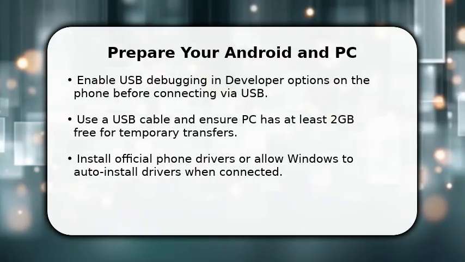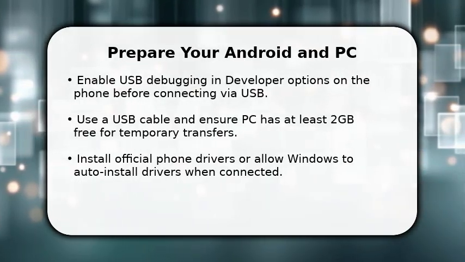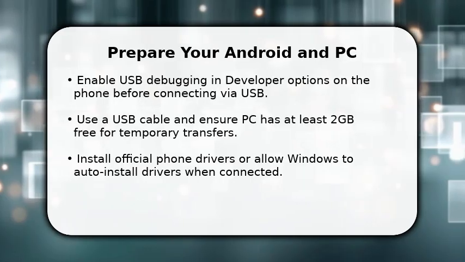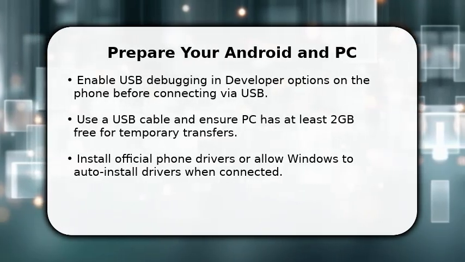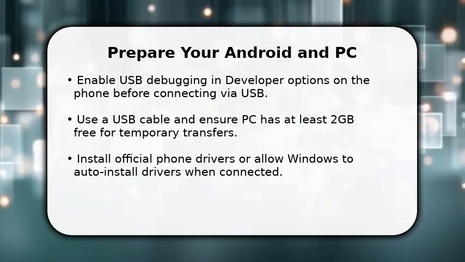First, prepare both your Android phone and the PC for backup. Enable USB debugging and developer options on the phone before connecting via USB. If developer options are hidden, tap build number 7 times to enable them.